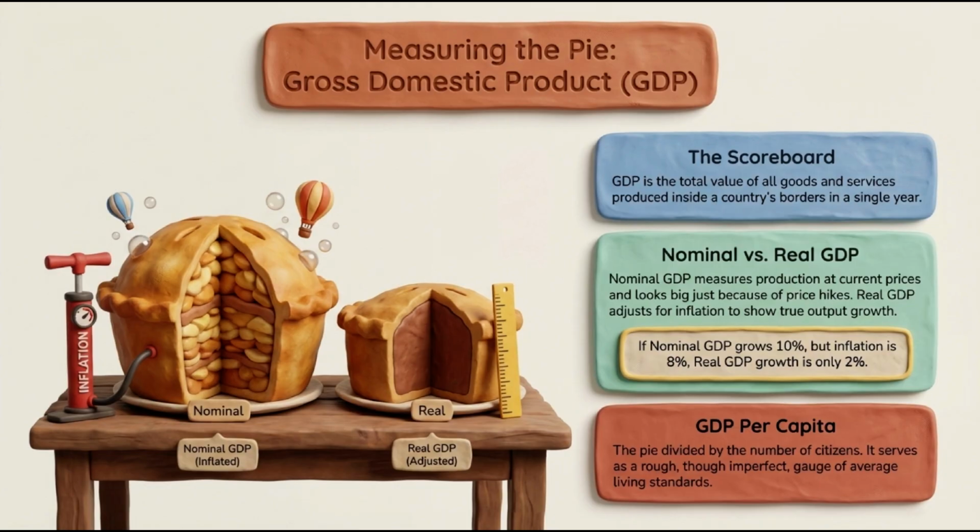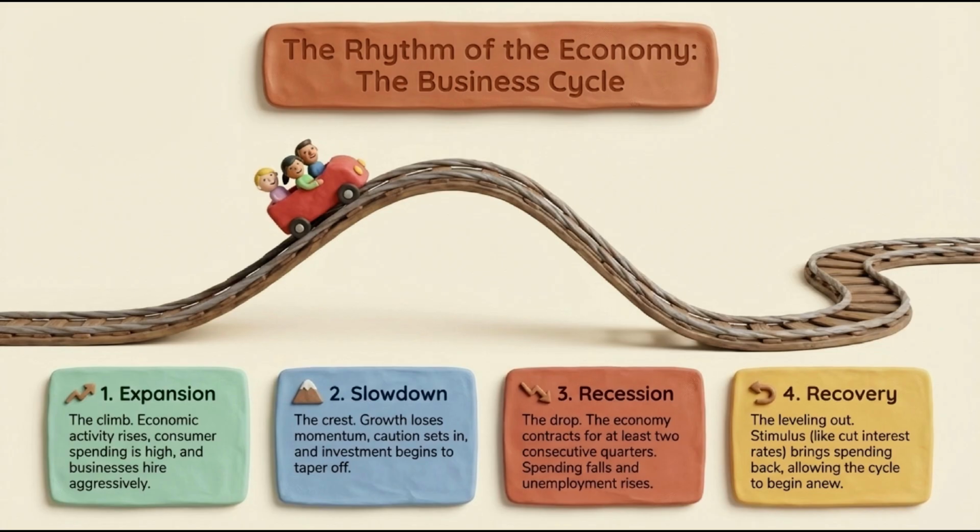To understand average living standards, we use GDP per capita, which is the total pie divided by the number of citizens. The economy doesn't just grow in a straight line. It follows the business cycle. It starts with expansion, where economic activity and spending rise, and businesses hire aggressively. This leads to a slowdown, where growth loses momentum and caution sets in. Then comes a recession, where the economy contracts for at least 2 consecutive quarters and unemployment rises. Finally, there is recovery, where stimulus like cutting interest rates brings spending back, allowing the cycle to begin anew.